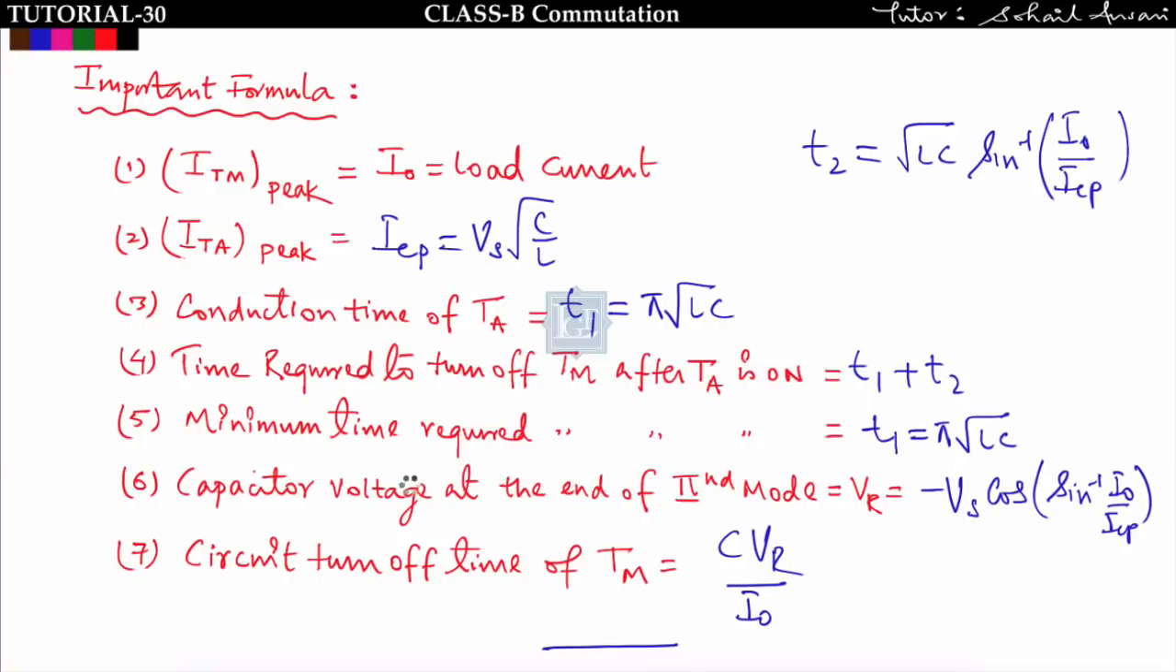So you have to keep all these formulas in mind, because most of the questions can be framed from these formulas only. Till now, no question has been asked from class B commutation, that is current commutation, in the GATE exam, but still you have to remember these formulas. How these formulas are derived, we have already covered in this lecture, but you should remember them. Okay, so that's all about this lecture.